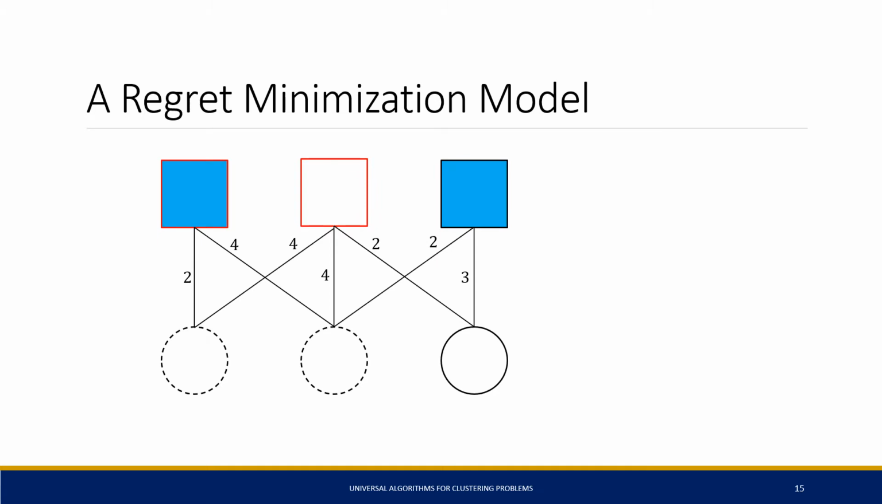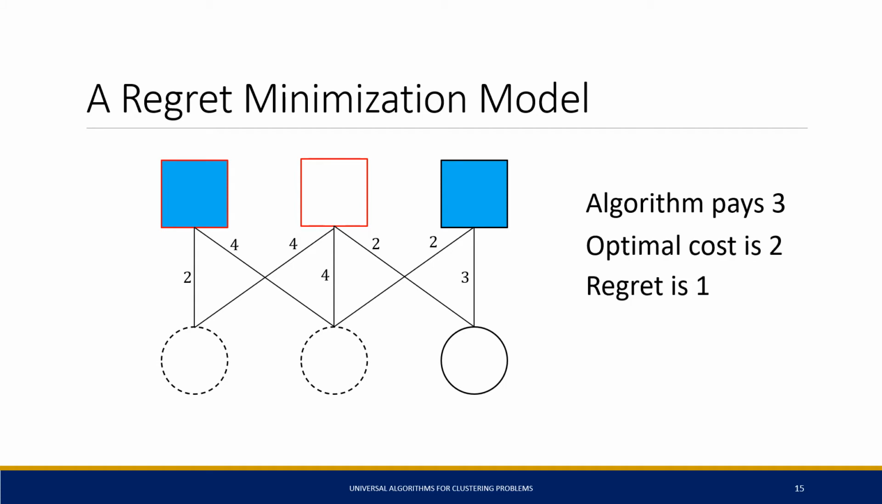However, I could have instead picked this solution with the top left and top right facility. And in this case, the worst realization for me is when only the rightmost client appears, and opt takes, say, the left 2 facilities as its solution. So in this case, I'm distance 3 from this client, but opt is distance 2, so I only pay a regret of 1 here. And actually, in this case, the solution I chose is the minimum regret solution.